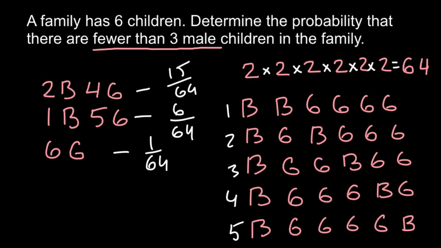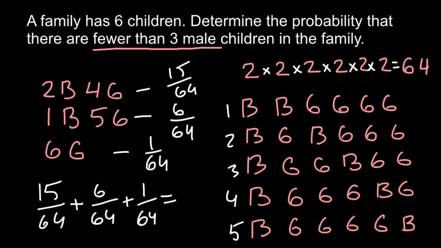So now we have to use some rule. We have to add all these independent probabilities in order to find the combined probability of having fewer than 3 male children in a family. So 15 over 64 plus 6 over 64 plus 1 over 64 would give us 22 over 64.